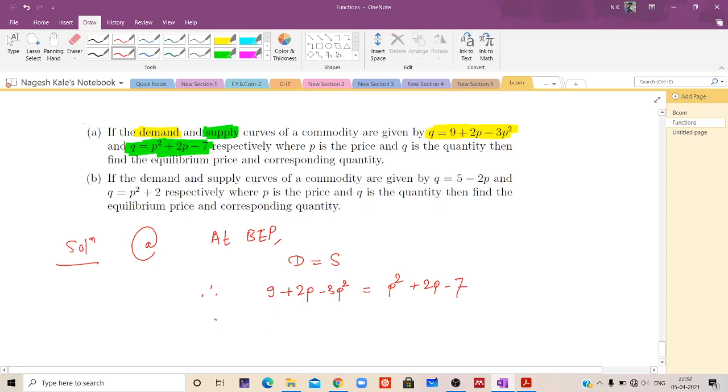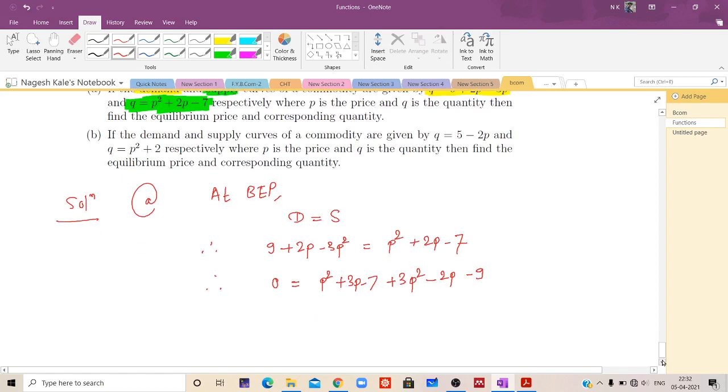Now I have to solve this for the price. So I will shift these terms from the left side to the right side. I will get 0 on the left side, and all the terms will be shifted to the right side. So let me write down the terms of the right side first as they are: p square plus 2p minus 7. The minus 3p square on the left, when I move it to the right, will be plus 3p square, right? Then plus 2p, whenever I move it across the side, I will get minus 2p on the right side, and 9 is plus, whenever I shift it, I will get minus 9, right?